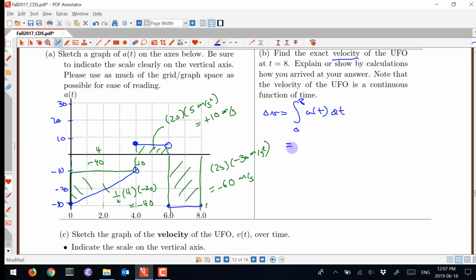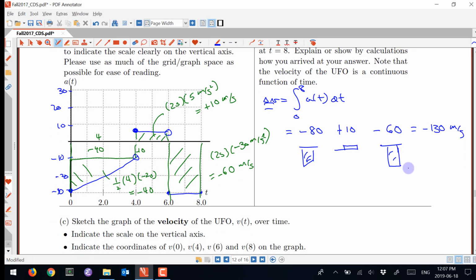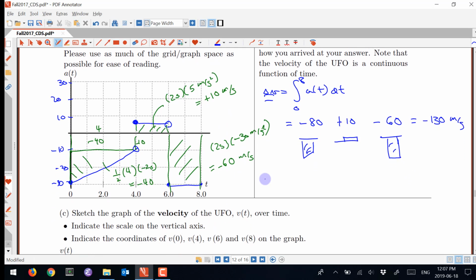So, just doing this graphically, we have negative 80. That comes from our little region like that, plus 10, that comes from our little region above the axis, and then minus 60, that comes from our region below the axis, that tall rectangle. And that in the end gives us negative 130, 40 plus 10 meters per second. Notice that's the change in velocity. Well, we started off going 70 meters per second. So the velocity at 8, actually let's do this formally.